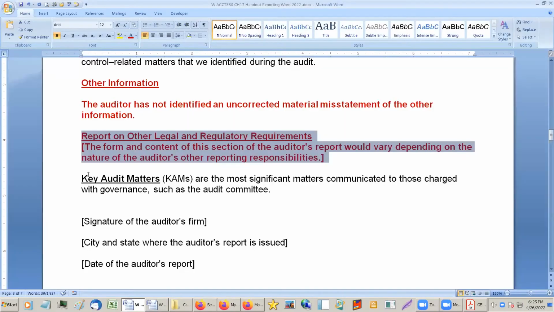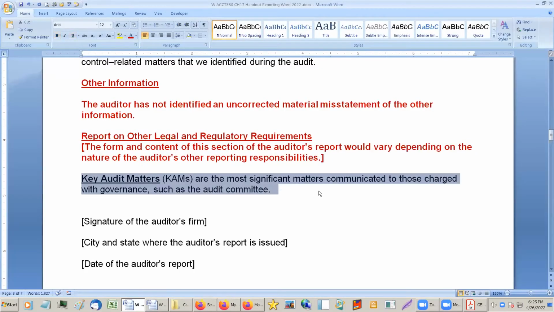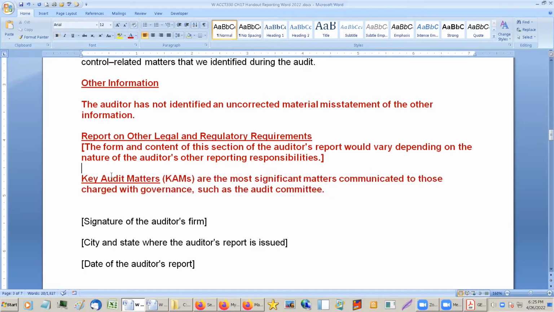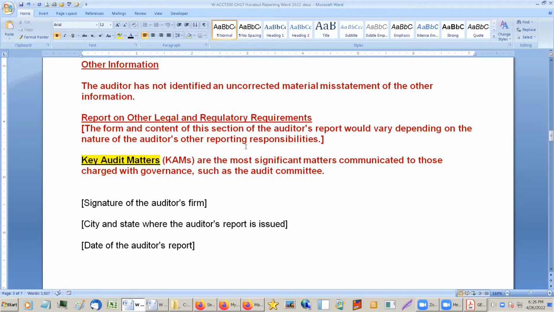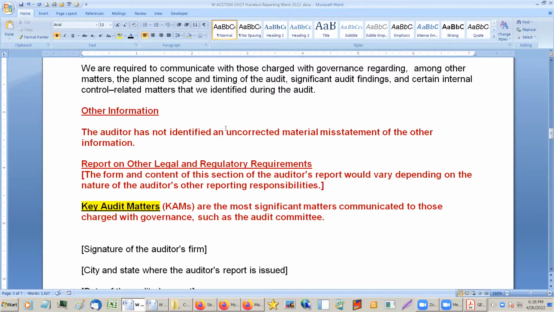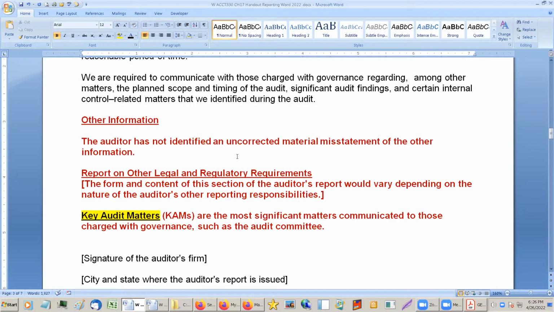So anyway, it could be for other government agencies. There might be other things in there for grants and all that kind of stuff that they have to comply with. And then we have these key audit matters. And these key audit matters are fairly new. And they're the most significant things given to those in charge of governance.